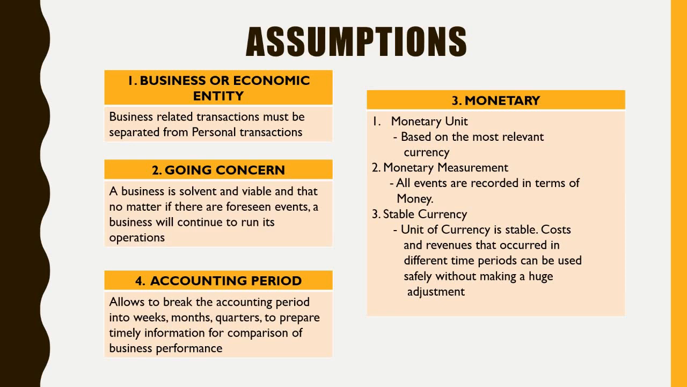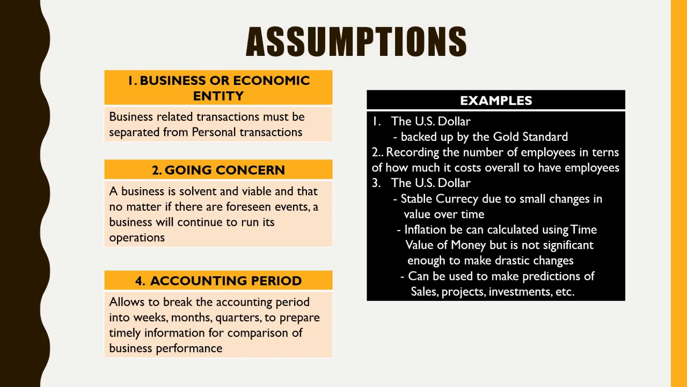Next is going to be the monetary assumption. Now, in this case, it's split into 3 different subsections, or I guess categories, which is number 1 is going to be monetary unit. Monetary unit basically tells us that you need to use the most relevant form of currency. Well, that's easy. We live in the United States, so our best form of currency is going to be the US dollar. Okay?